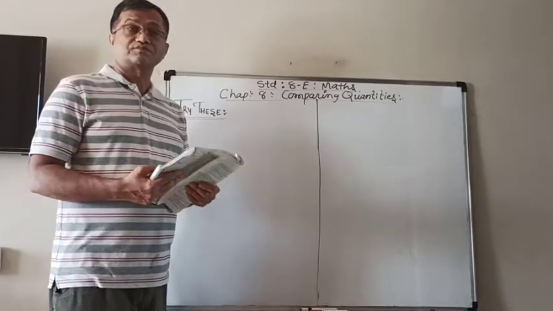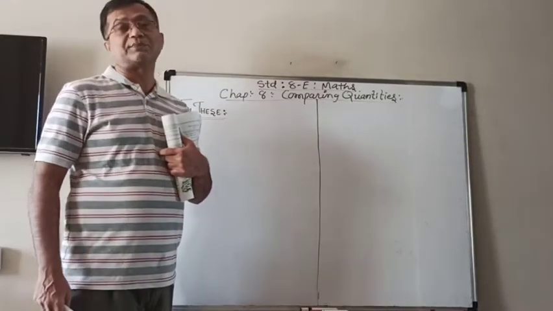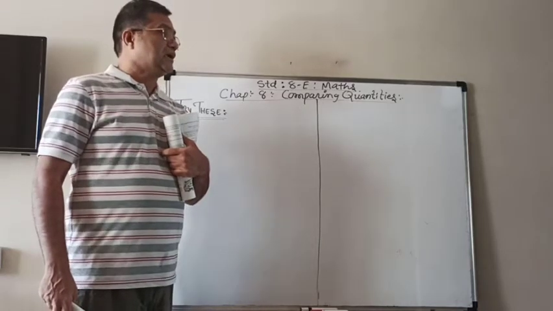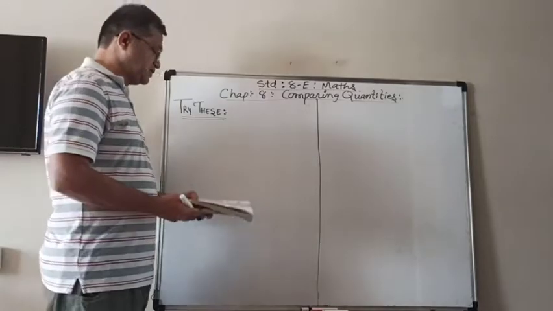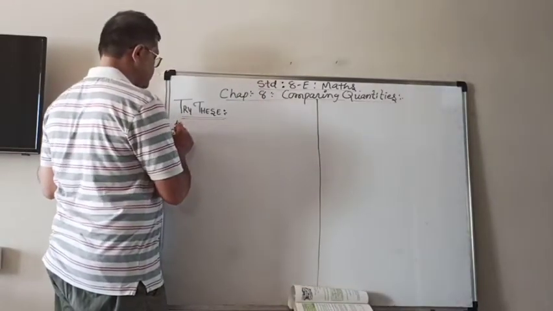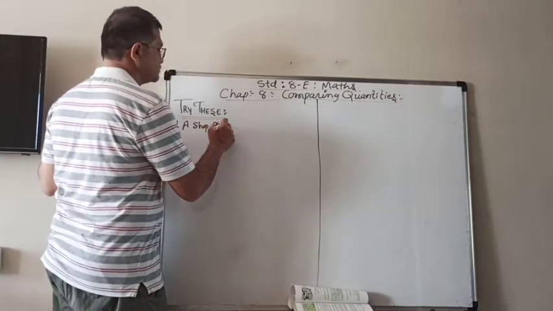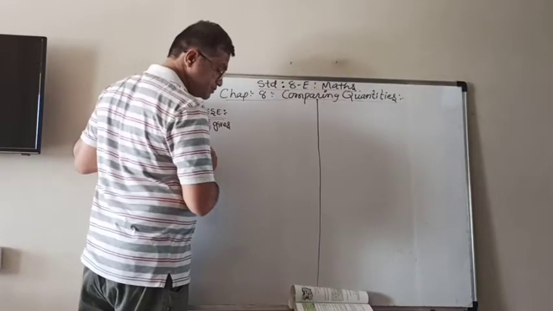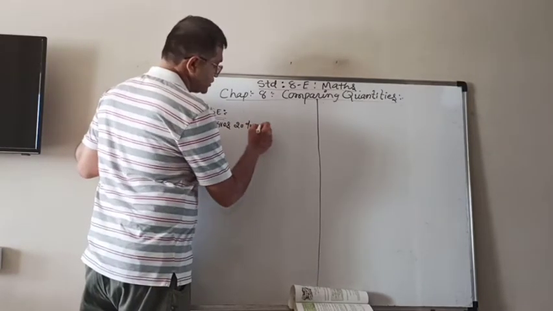So now we learn about the discount and the discount percentage. Now we will do the sum given in the try this. First question said a shop gives 20% discount.